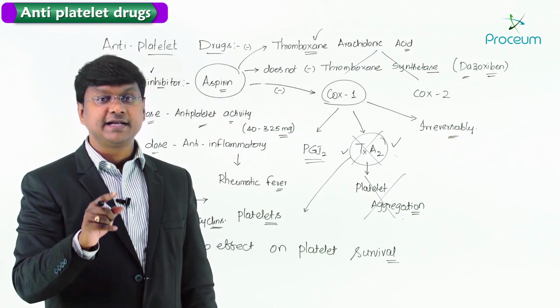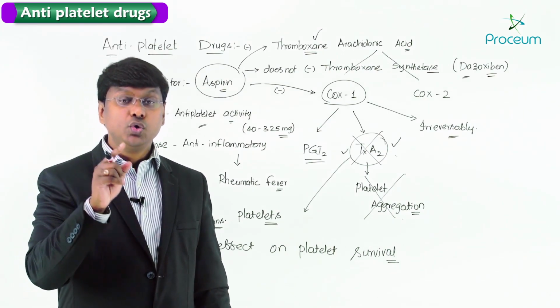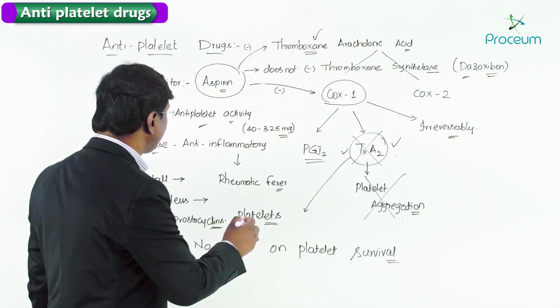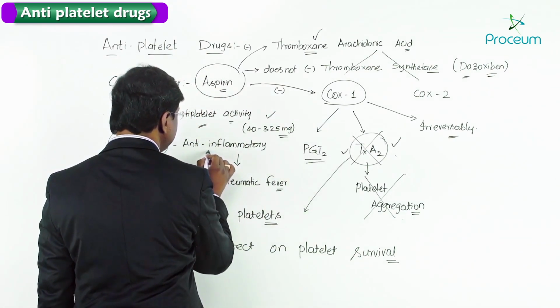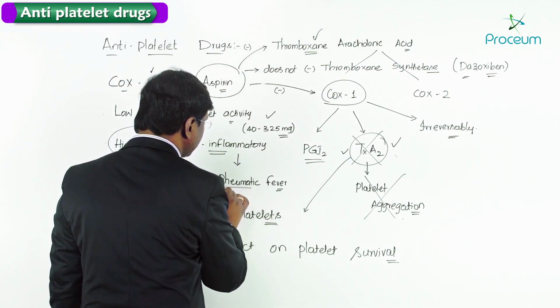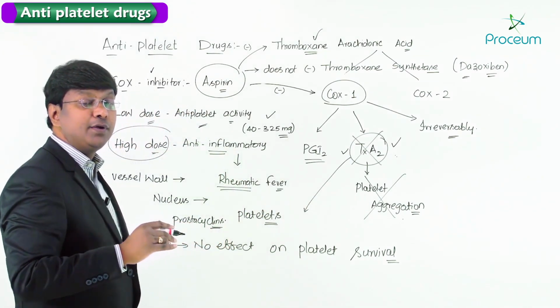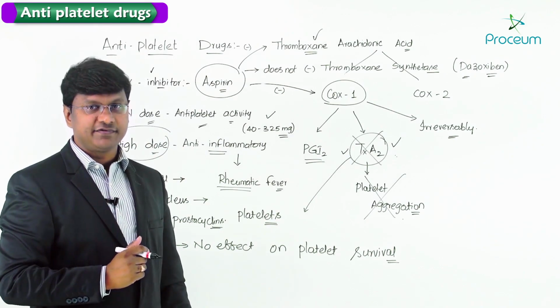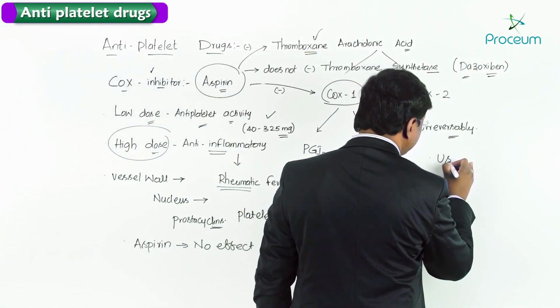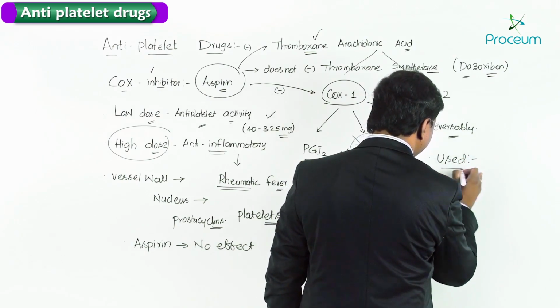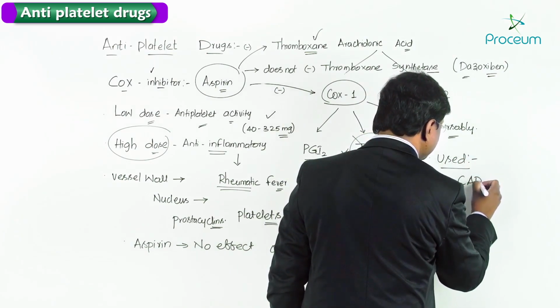For the antiplatelet action of aspirin, you need to give low doses, that is 40 to 325 milligrams. A high dose of aspirin has anti-inflammatory activity, which is used in the treatment of polyarthritis in rheumatic fever. Now, this antiplatelet activity, where is it used? It is used in the treatment of coronary artery disease.